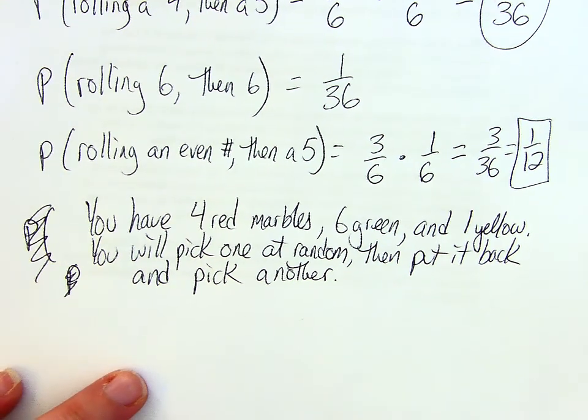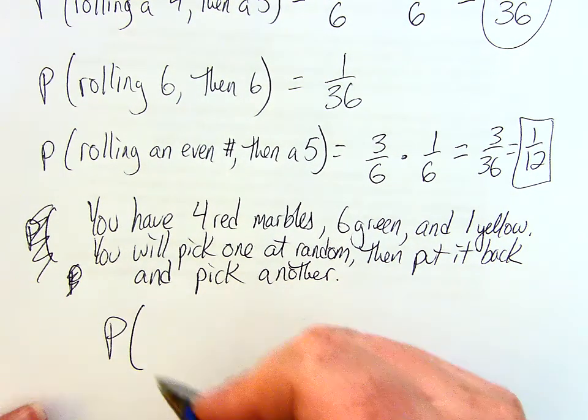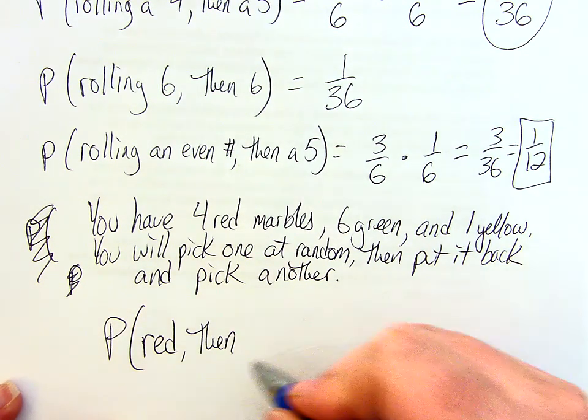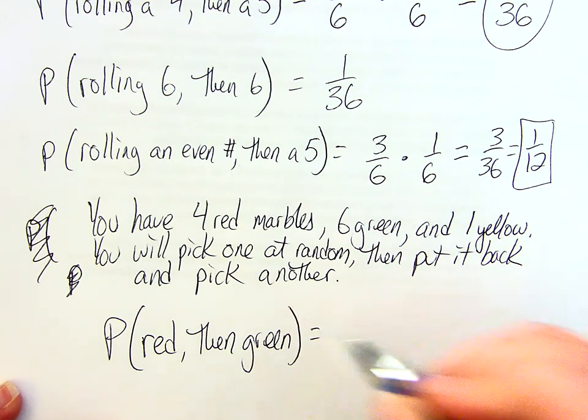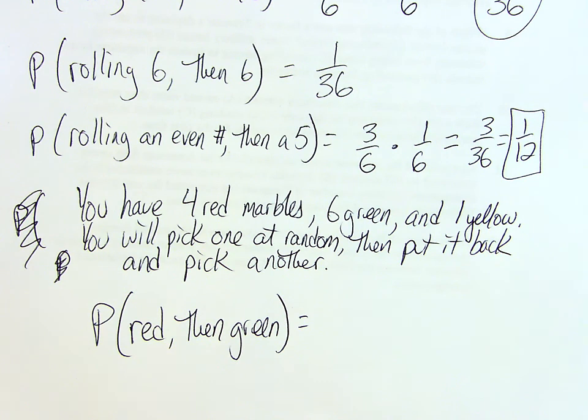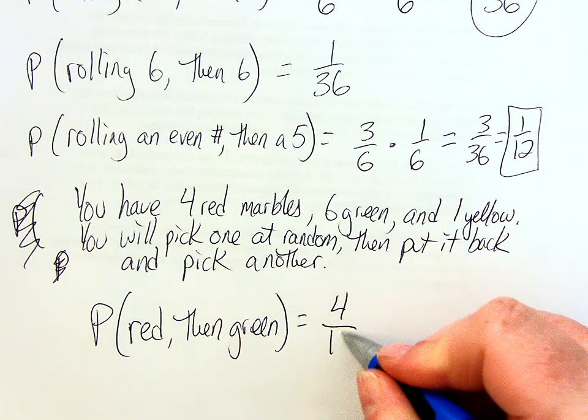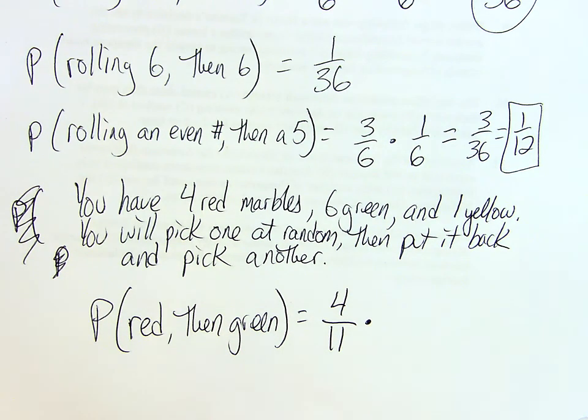Okay? So let's find the probability of selecting a red, then green. So, what's the probability you're going to select a red marble the first time? 4 out of 11, right? There's 4 red marbles, and there's 4, 10, 11 total. So I have a 4 out of 11 chance of picking a red that first time. So I picked the marble out of the bag, I saw what color it was, I put it back in.